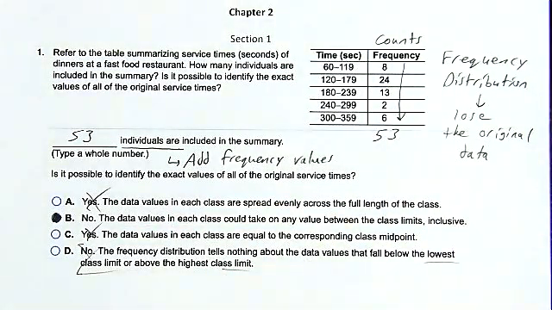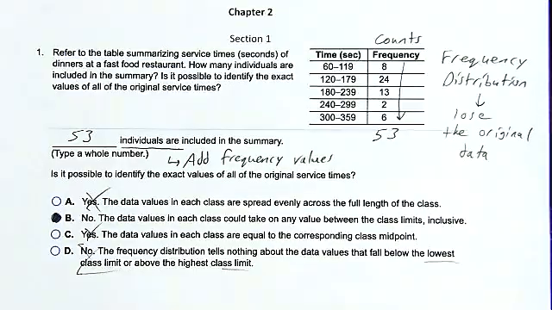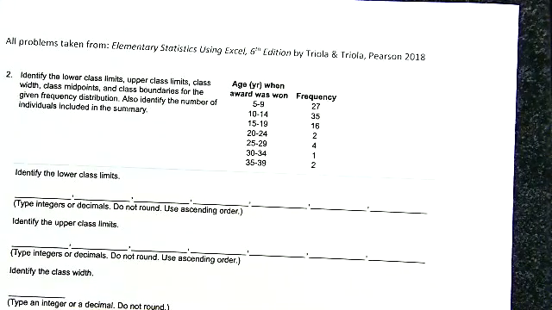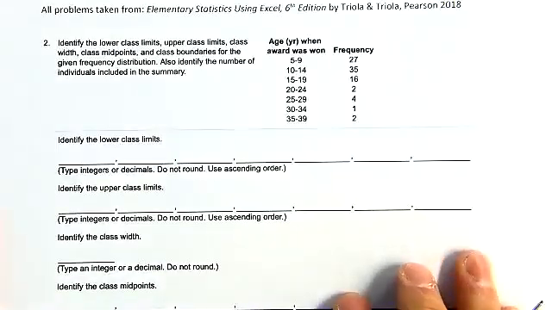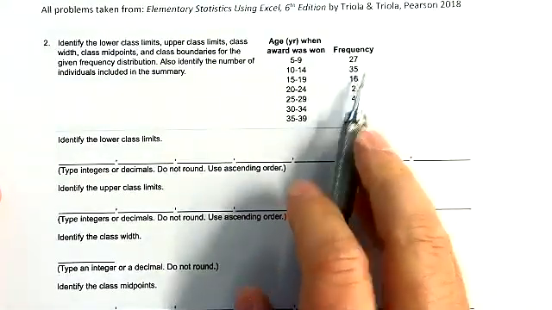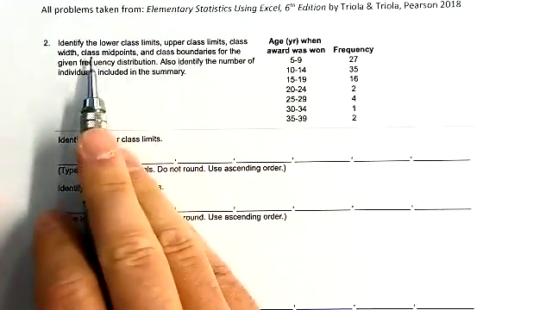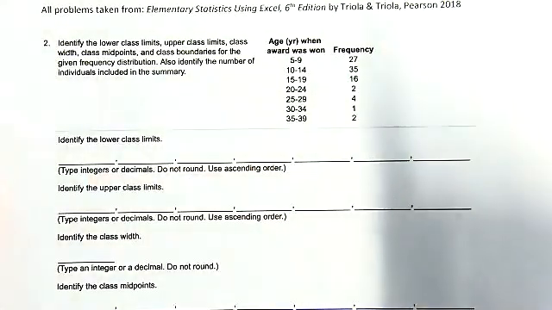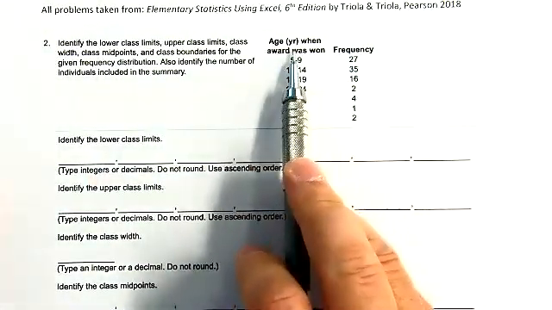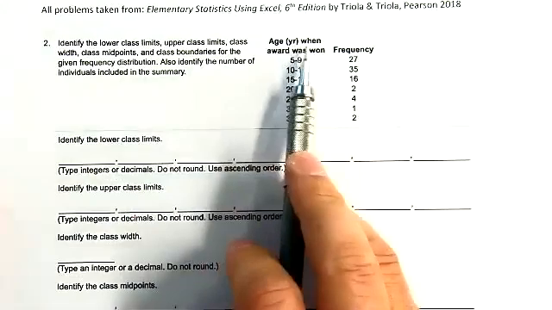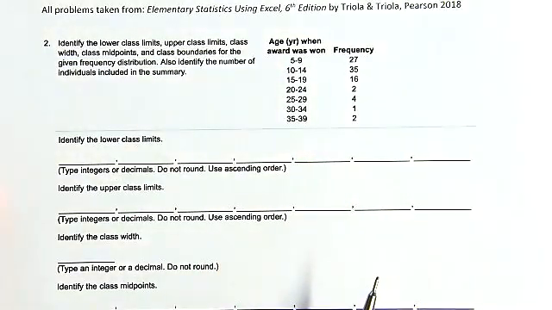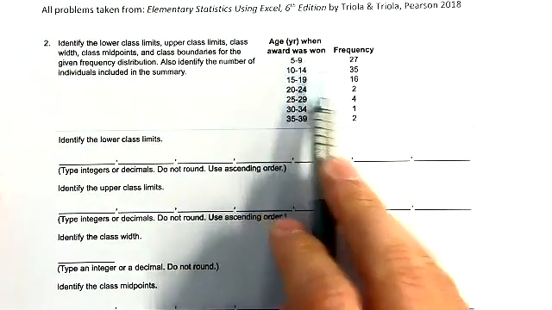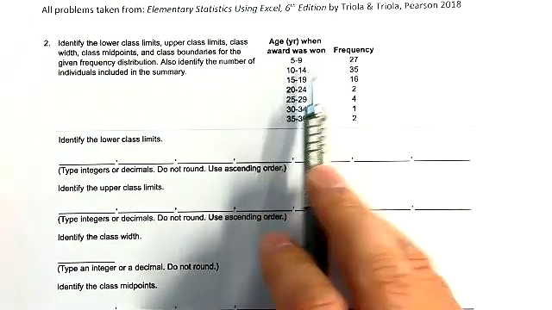Okay, if there's no questions on that, let's go to problem 2. So problem 2 has another frequency table, and I think this one was actors or actresses and the age they were when they won an award. Or maybe it's just people's ages when they win their first award. That might be it. And they had 27 people between ages 5 and 9, 35 people aged 10 to 14, etc.